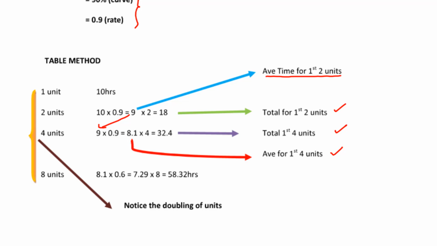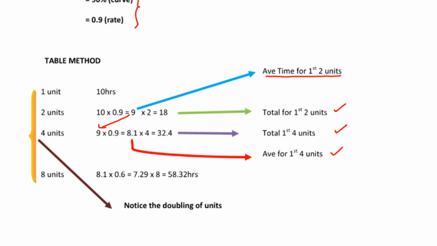Now, the learning curve will never last forever because if I say to you that the learning curve lasts forever, eventually the units would produce themselves, which obviously doesn't make any sense. So there is a saturation point where the average time required to produce these units would saturate, and then the average continues for further units. Okay, so that's the table method.